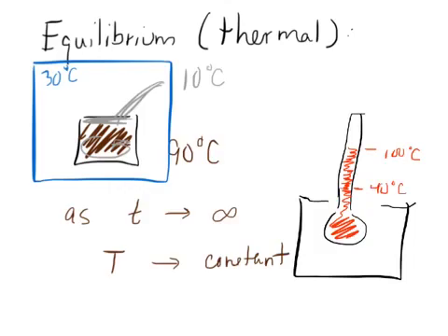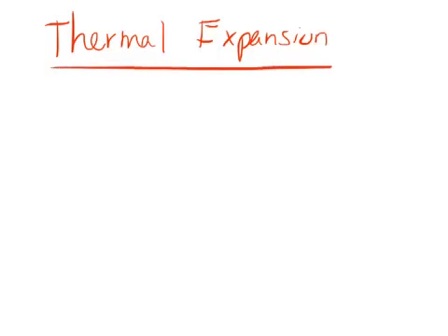Well, this actually leads us into the next thing, which makes us think, well, what makes this fluid rise up in the thermometer? What causes it to move vertically? Well, that's called thermal expansion. So that's the next thing we're going to talk about now. So, thermal expansion simply means that as the temperature of something increases, the matter itself has a tendency to expand.